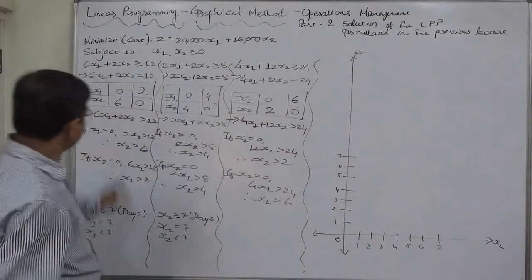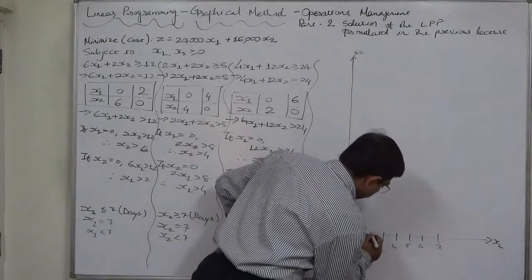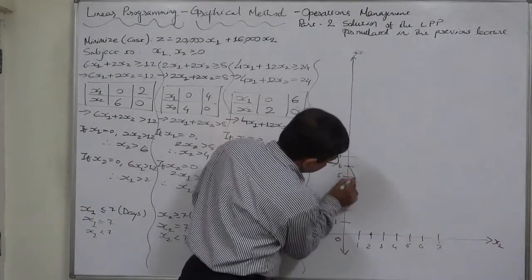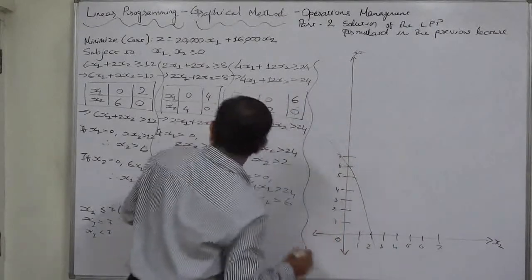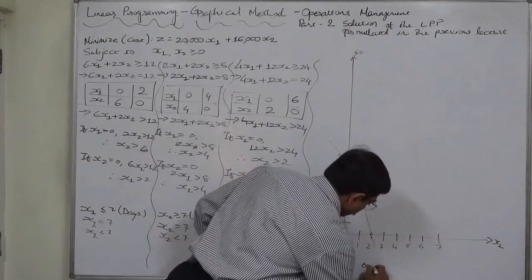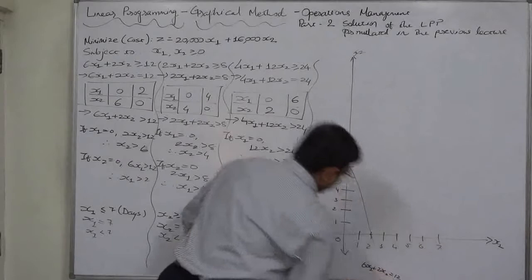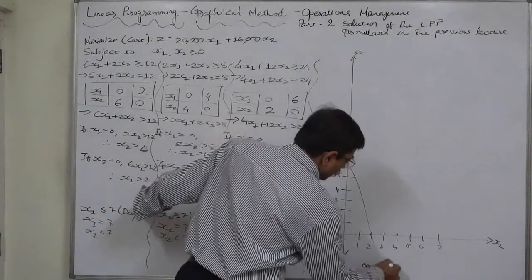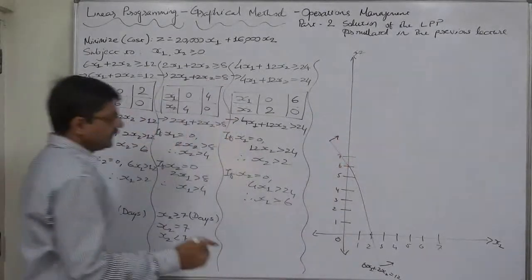Okay, now first x1 equals 2 and x2 equals 6. The line passing through these two points, 2, 6, is 6x1 + 2x2 = 12. And x2 greater than 2, that means 2 or more, x2 6 or more, so outer side.